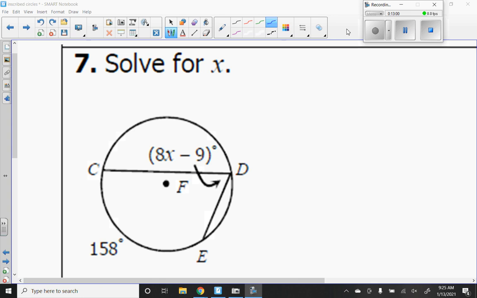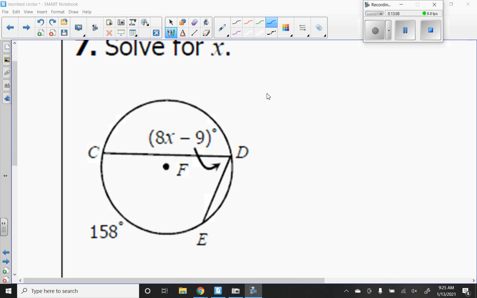All right, so I'm going to show you some when you have to solve for x. I'm not going to solve for x. I'm just going to show you how to set it up. Number 7, pretty straightforward relationship. It gives you the angle, and it gives you its arc that goes with it. Just know the arc is always twice as big. So you have two options.